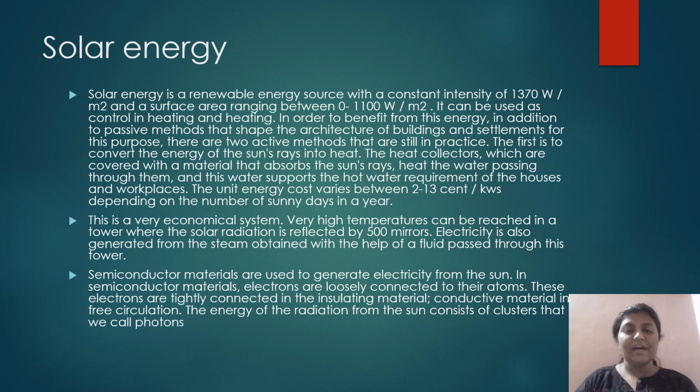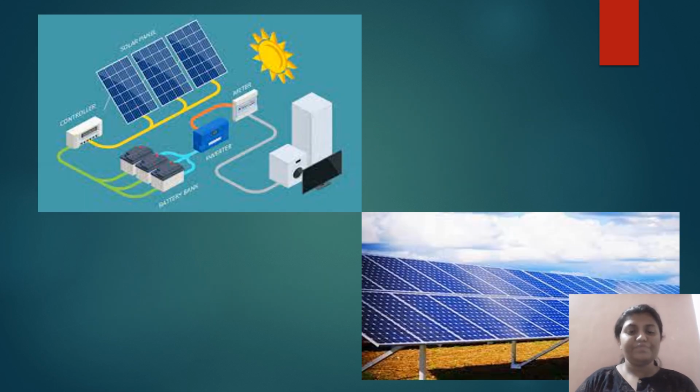Semiconductor materials are used to generate electricity from the sun. In semiconductor material, electrons are loosely connected to their atoms. These electrons are tightly connected in the insulating material, while in conducting material they are in free circulation. The energy of the radiation from the sun consists of clusters that we call photons.